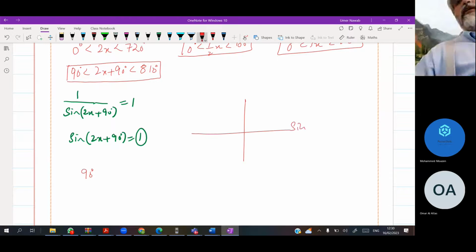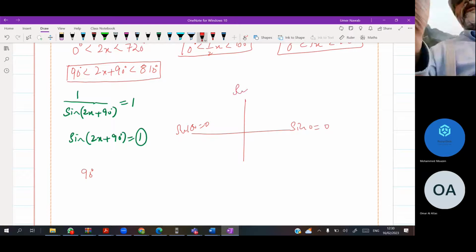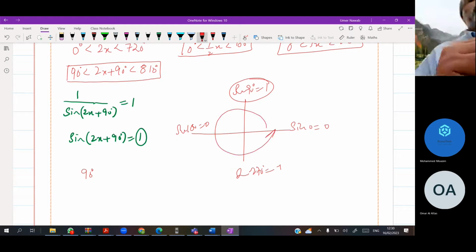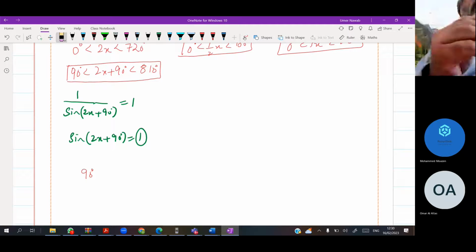Remember, sine 0 is 0. Sine 180 is 0. Sine 90 is 1. Sine 270 is -1. So within one rotation, I got only one answer because it is not falling on any quadrant, it is falling on a line. So this is 90 degrees.